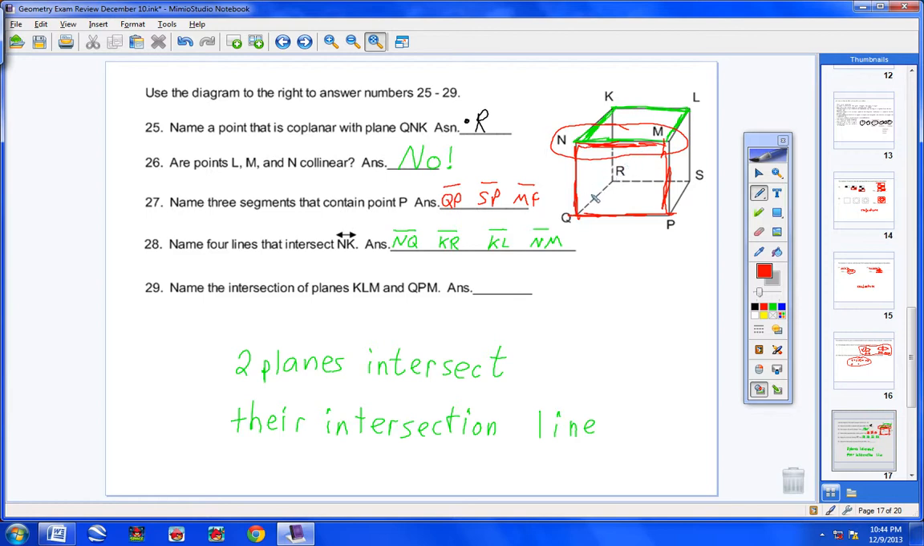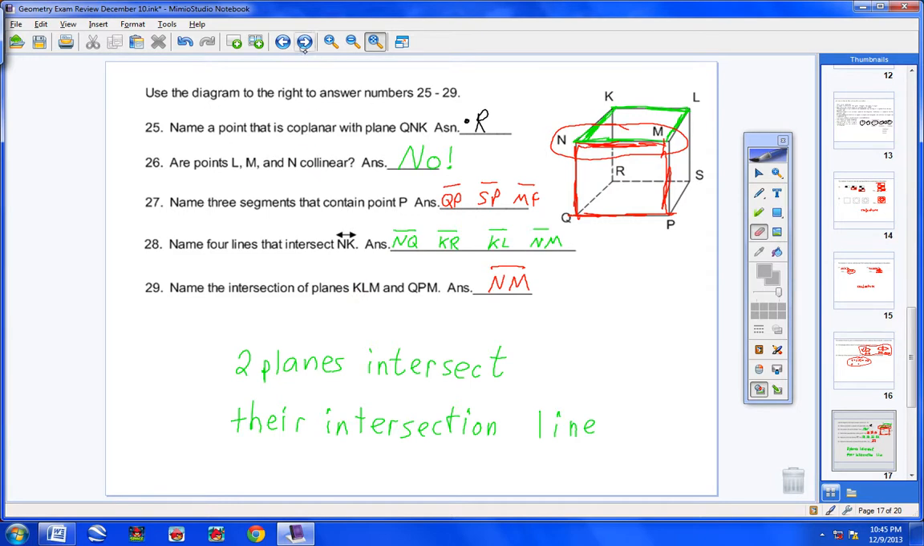So name the intersection of planes KLM and QPM. Well, look, here's the green plane, here's the red plane. They share this edge right here. So they intersect at segment or line, however you want to say it, NM. Segment NM. Okay, so what am I trying to teach you here? I'm trying to review with you what coplanar points are, collinear points, what a line is, a line segment, the intersection, what an intersection of 2 lines would be, what the intersection of 2 planes would be, just reviewing all these different terms, okay? That's what we're looking at here.